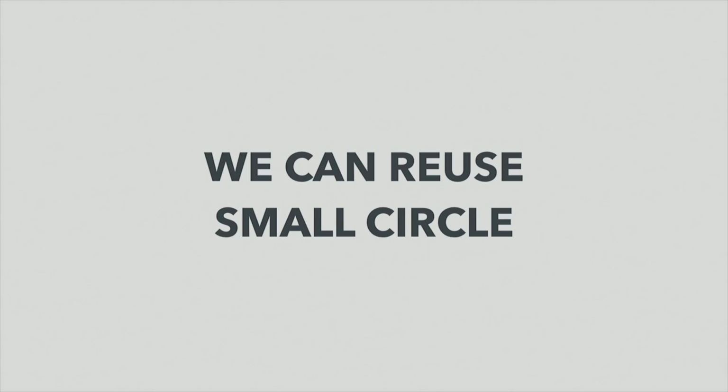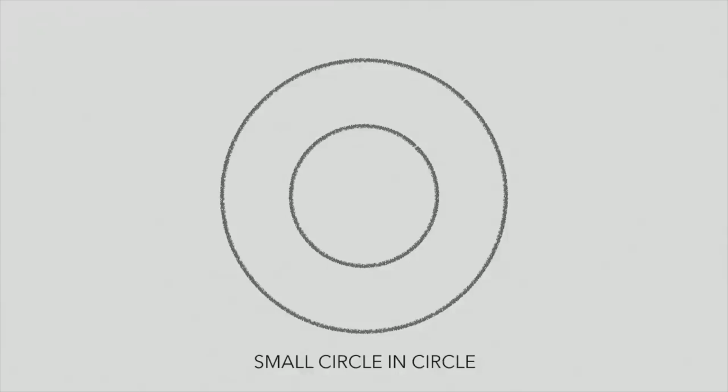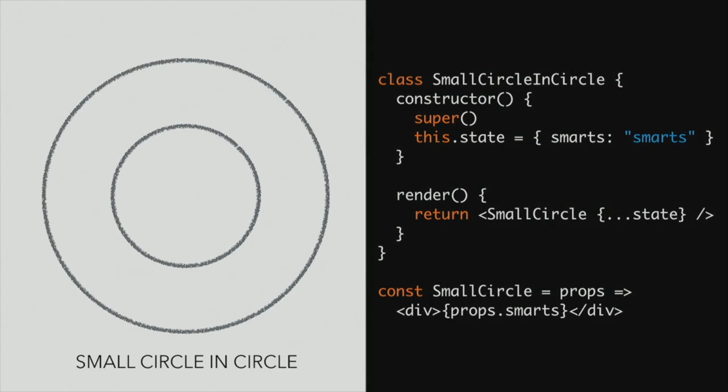And that's actually a really big win because we only have to write small circle one time, and then we can use it in our app as many times as we want by putting other circles around it. So small circle and circle. This is a very important pattern. So now we'll start to look at some code. What does this look like? This is the whole thing. This is small circle and small circle.